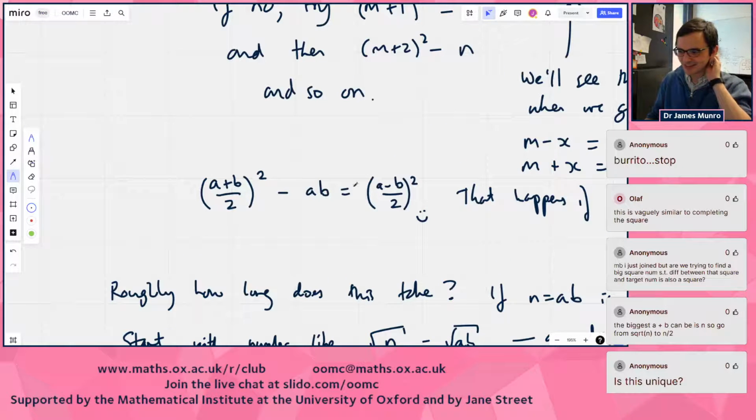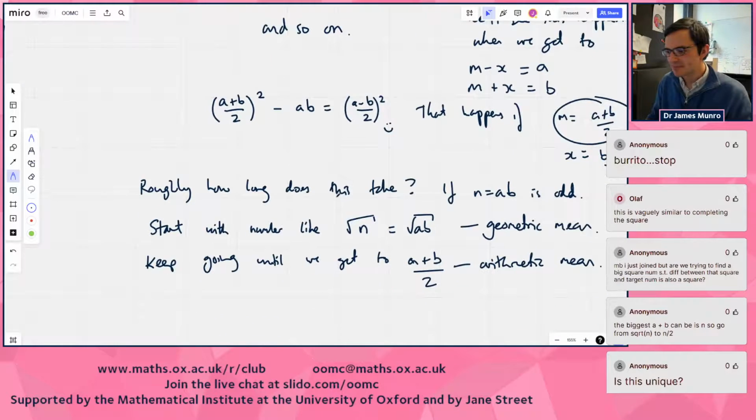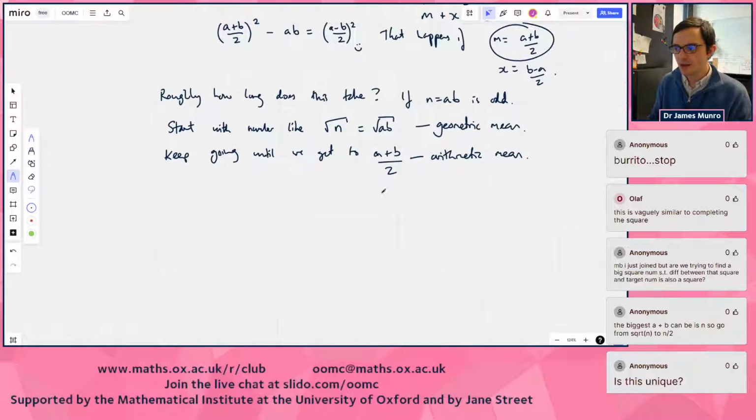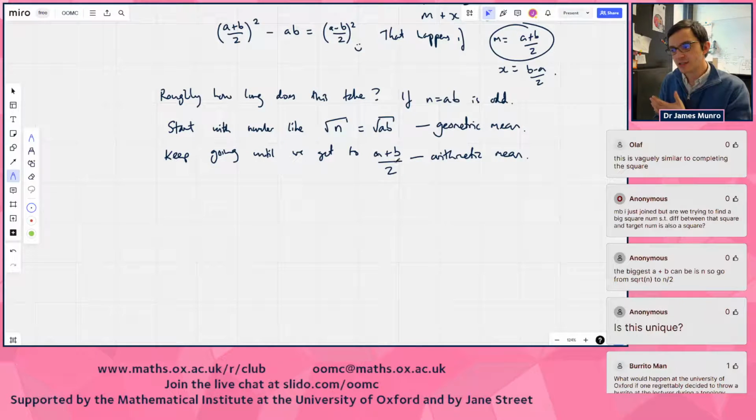Maybe this step feels a lot like completing the square. Anyway. Okay, so this was an algorithm known to Fermat, a mathematician. You know, just keep trying larger and larger squares until eventually it all works out. This can take quite a long time if A and B are very different, because then the geometric mean and the arithmetic mean are very different.